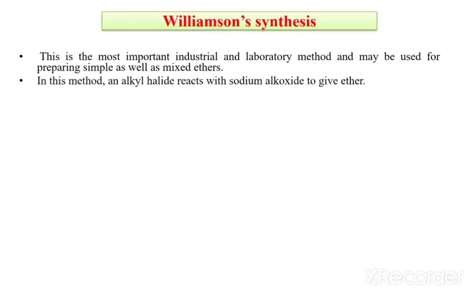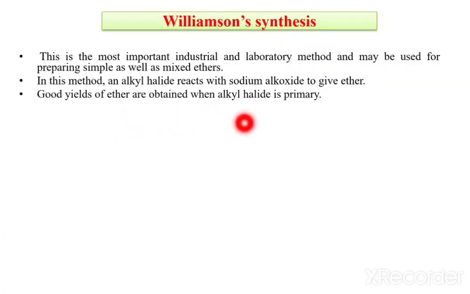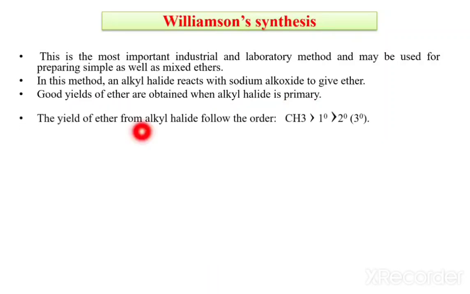In this method, the starting material, alkyl halide, reacts with sodium alkoxide to give ether. Good yields of ether are obtained when the alkyl halide is primary. That means when we use a primary alkyl halide, it gives a good yield of ether. The yield of ether from alkyl halide follows this order: first CH3, then primary, while secondary and tertiary are equivalent.